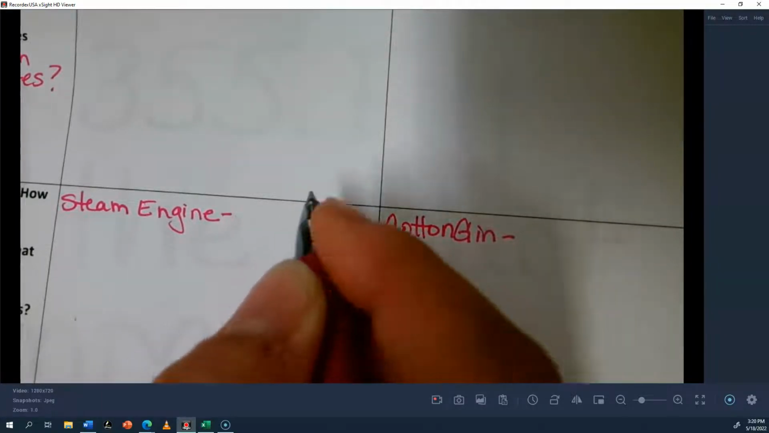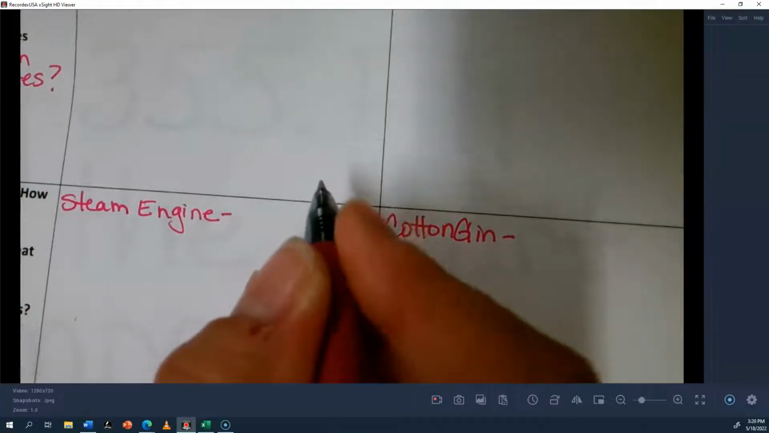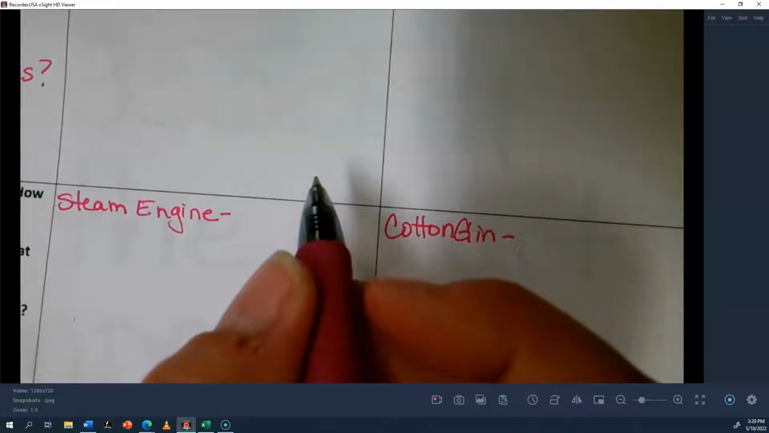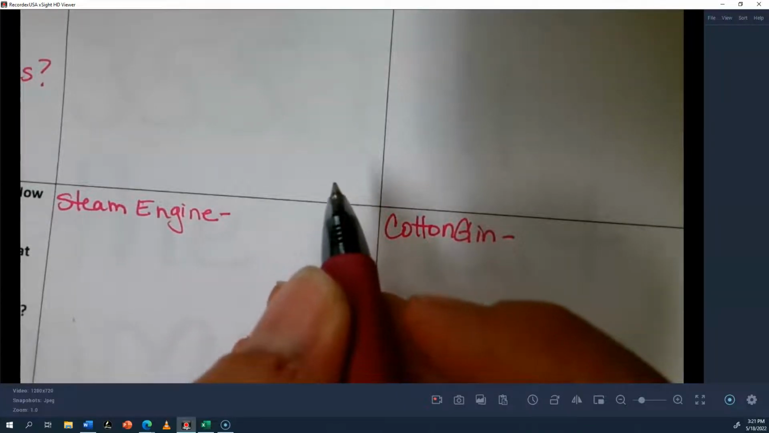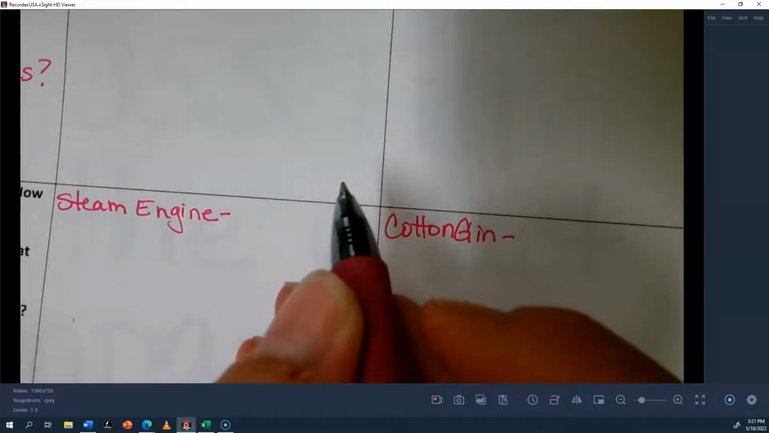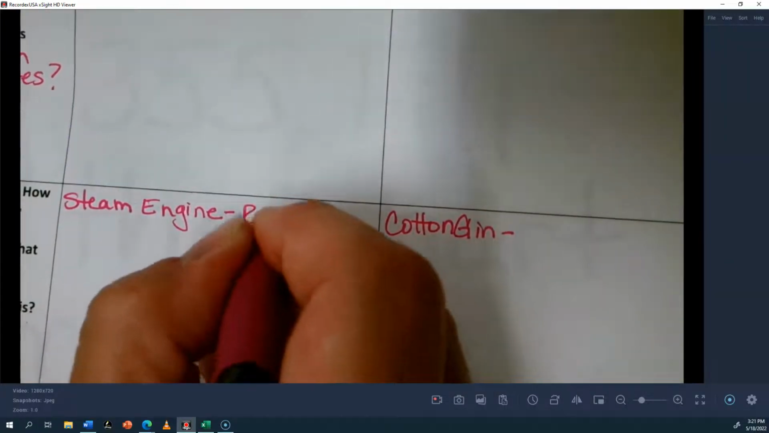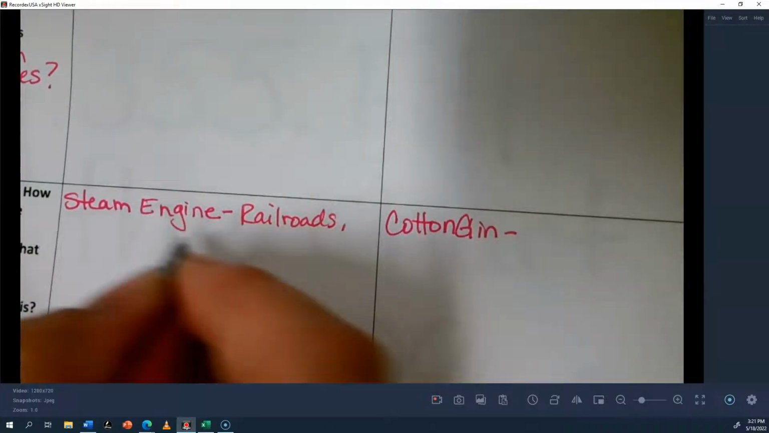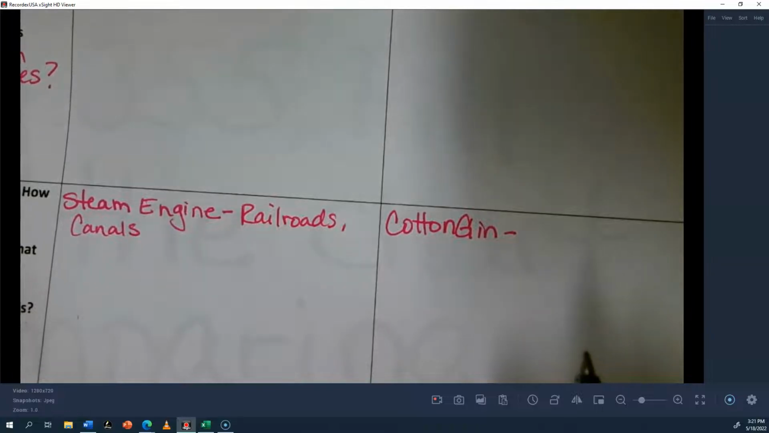What makes the steam in a steam engine? Coal. They burn coal. The coal, fossil fuels. The coal boils the water. The steam from the water propels the vehicle. Okay, today they're electric, but they were steam engines in the past, so think railroads, canals. They're going to be way more in the North.